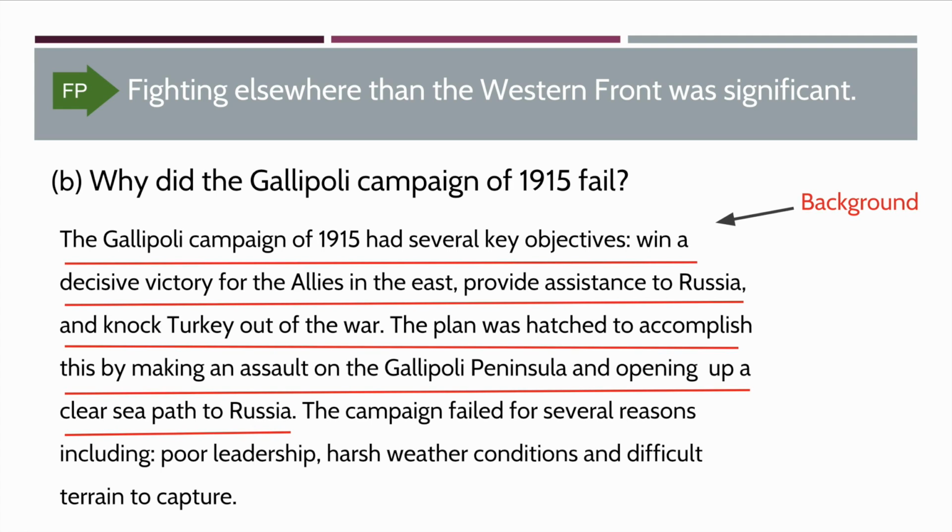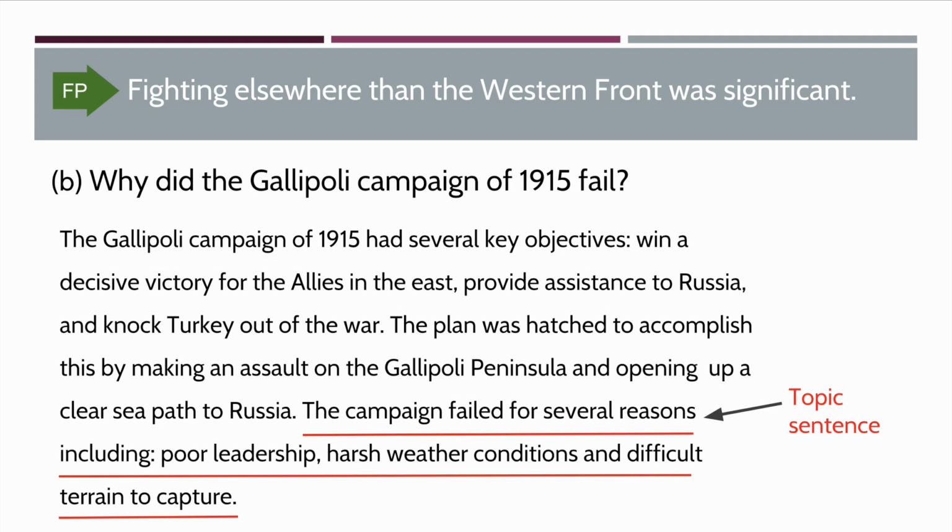The more background information that you can provide explaining how you know about Gallipoli and what it means, the stronger your essay is going to be. But your introduction should, of course, also have your topic sentence, which I have here. The campaign failed for several reasons, including poor leadership, harsh weather conditions, and difficult terrain to capture.